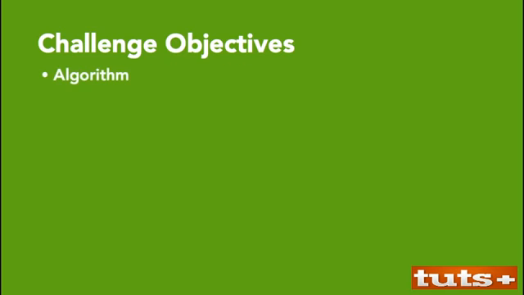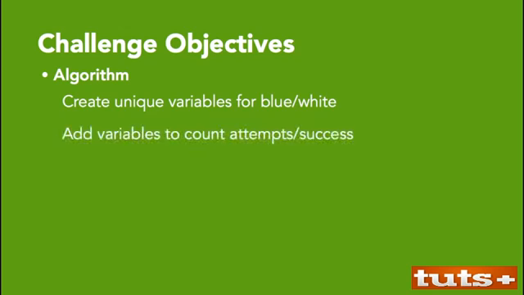I think for this challenge, I'd like to give you a series of steps that you can follow, or an algorithm. Start by creating unique variables, one to represent whether or not it's a blue marble, and one for whether or not it's a white marble. Add variables to keep track of the attempts and the number of successes. Then set up your loop for the simulation.